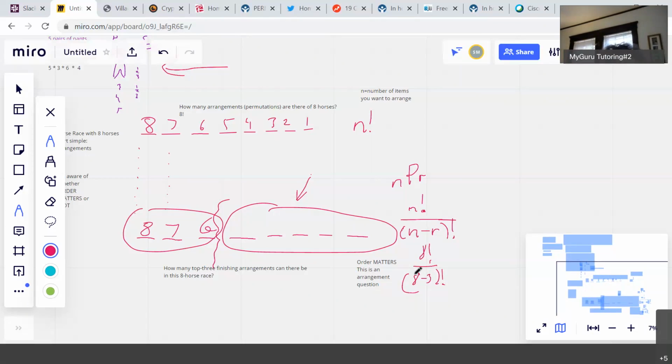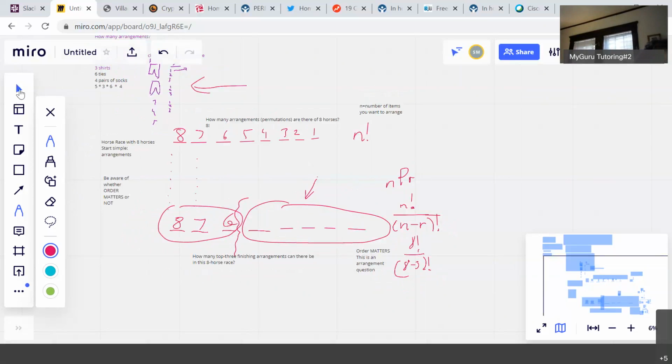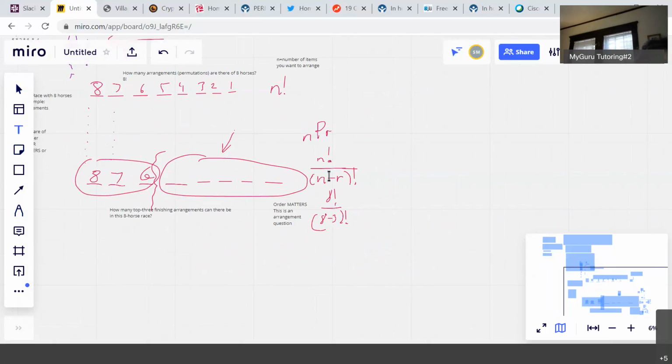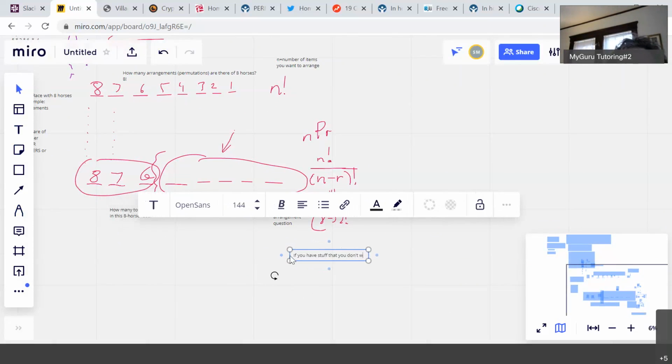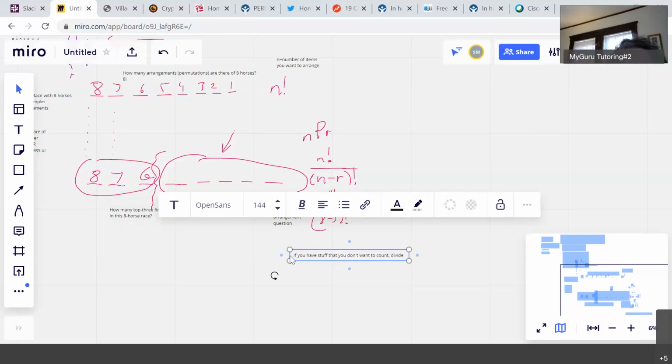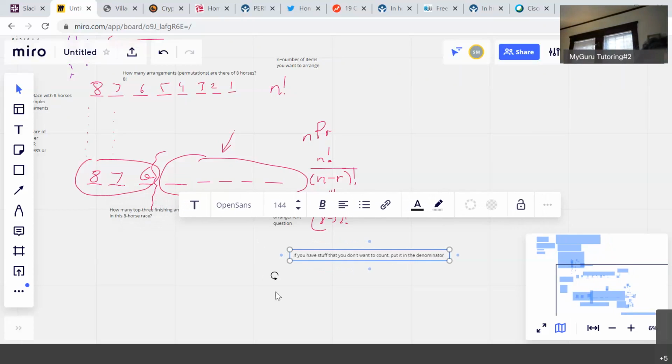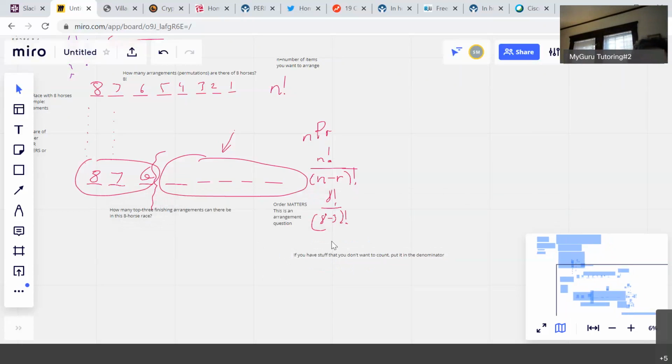Now, why does this work? Well, what you're really saying is, we're going to take out the group. The group size is 3. So we go to N minus 3, 8 minus 3. That gives us 5 left. Everything in the denominator, we are canceling out the stuff that we don't want to count. So you can imagine that everything in the denominator is kind of redundant. Does that make sense? It's one way of thinking about it. So if you have stuff that you don't want to count, divide it through a denominator. I'll show you some more examples of this in a minute. We don't want to count those bottom 5. It's going to be 8 minus 3. So you end up with this.